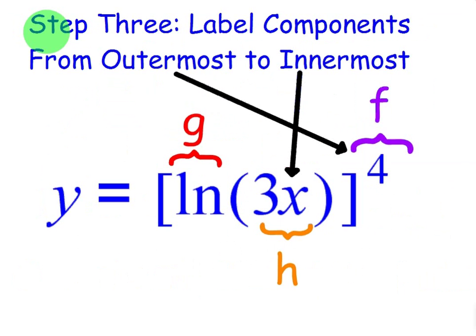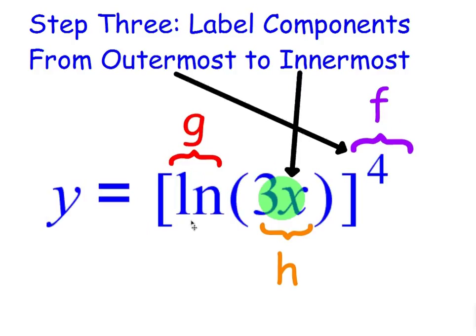Let's go ahead and label our components for step 3 from outermost to innermost. F is our outermost function, because it's on the outside of these brackets. G is inside of that natural log, and then the innermost function, now we have h, is a third layer, is going to be 3x.